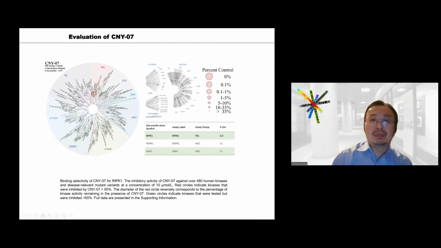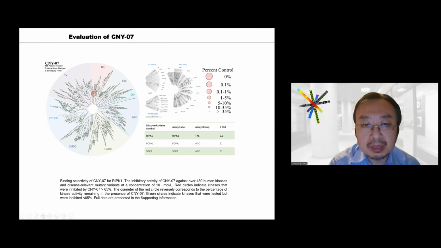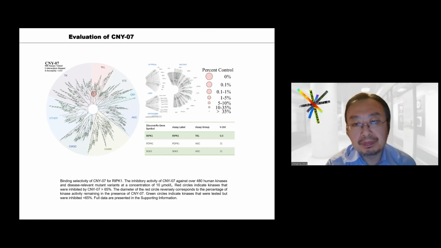Before we do labeling, we do some evaluation in vitro by some assays. We test the binding affinity and selectivity of our target compound. In the kinase assay, including 468 targets, based on this screening, the top hit is RIPK1, and some other targets, for example PDPK1 and SGK3, also have minimal binding, so that will be an issue for the selectivity of this PET ligand.